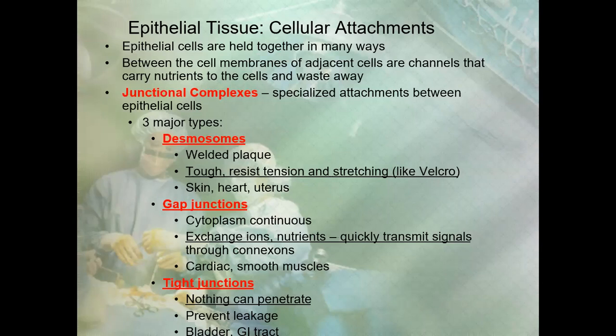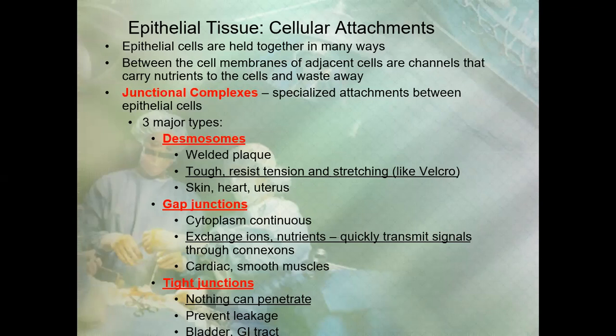Desmosome is super tough, just like Velcro. It does not stretch. It resists stretching. It has pretty high tension. Our skin, our heart, to a degree the uterus. So this is where we can have some shape changing, but the attachment points are not going to give way.